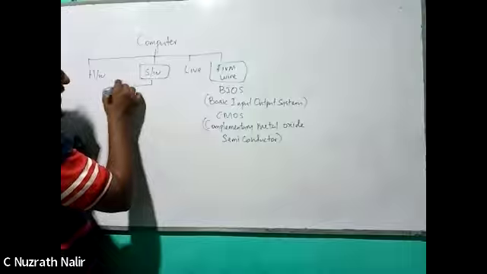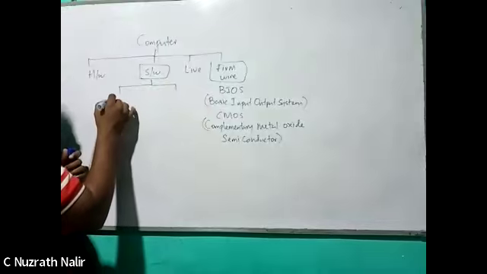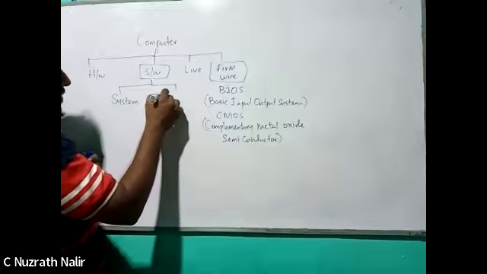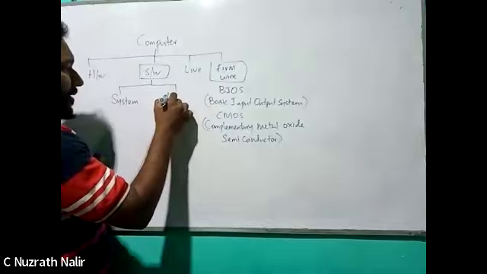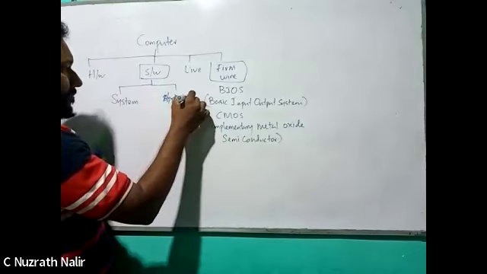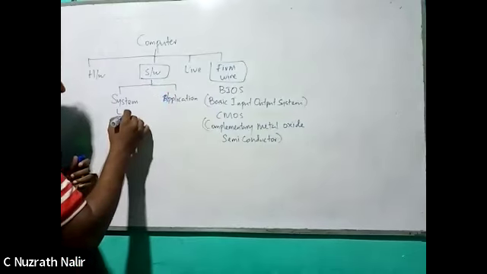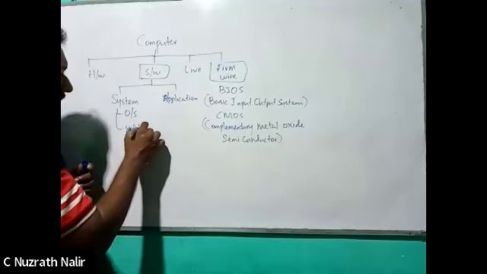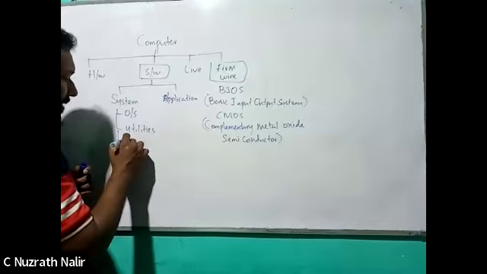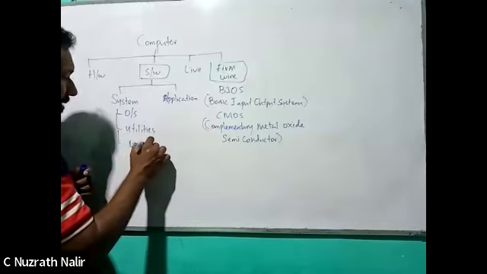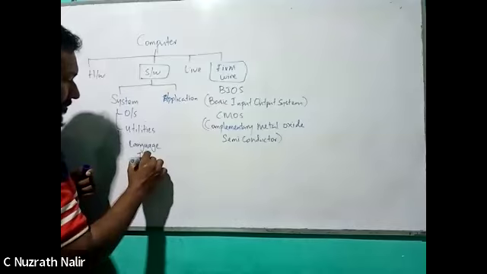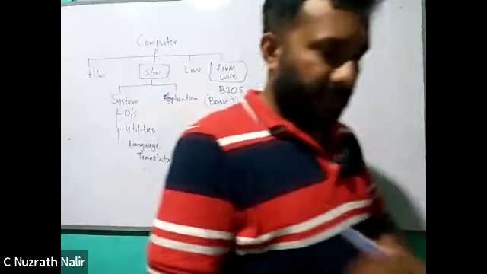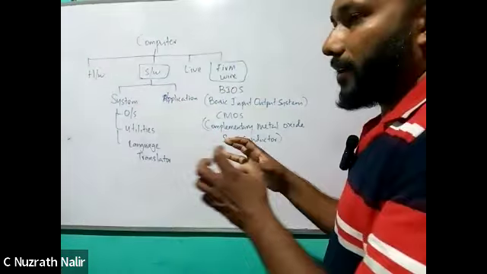For the software, we can categorize into two parts. Number one, system software, and number two, application software. The system software we can categorize into operating system, utilities, and language translator. These are the areas that we are going to cover.